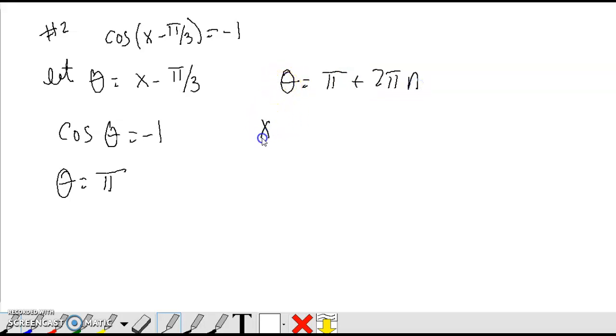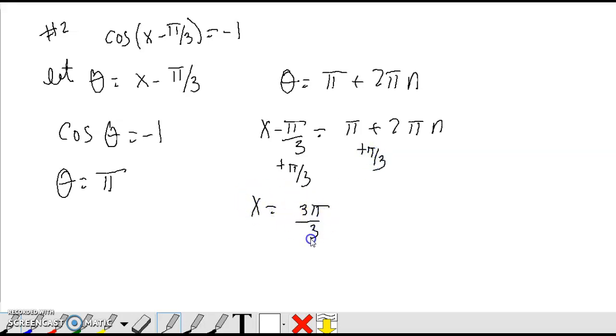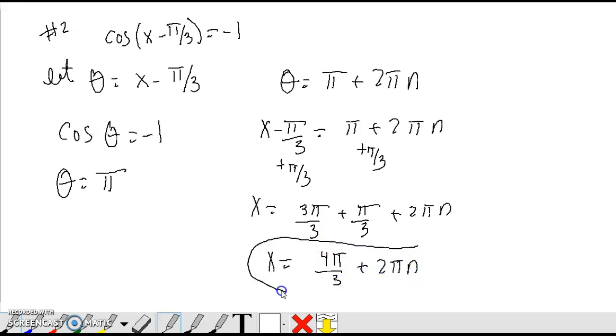Replace my theta. So x minus pi over 3 equals pi plus 2 pi n. Add pi over 3. So x is equal to 3 pi over 3 plus pi over 3 plus 2 pi n. So 4 pi over 3 plus 2 pi n. That would be our equation to find them all.